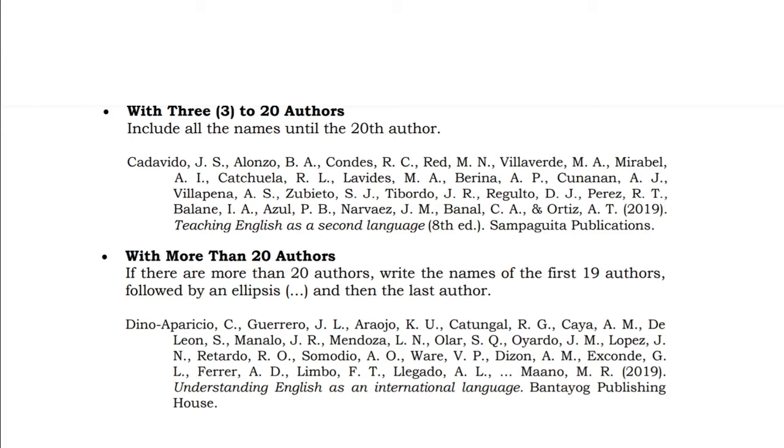With more than 20 authors, if there are more than 20 authors, write the names of the first 19 authors, followed by an ellipsis and then the last author.